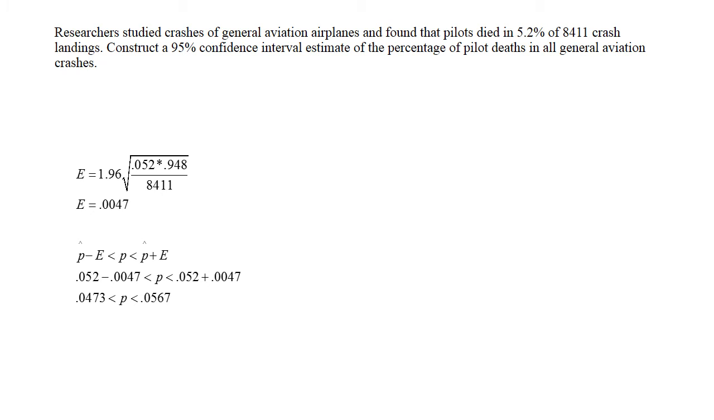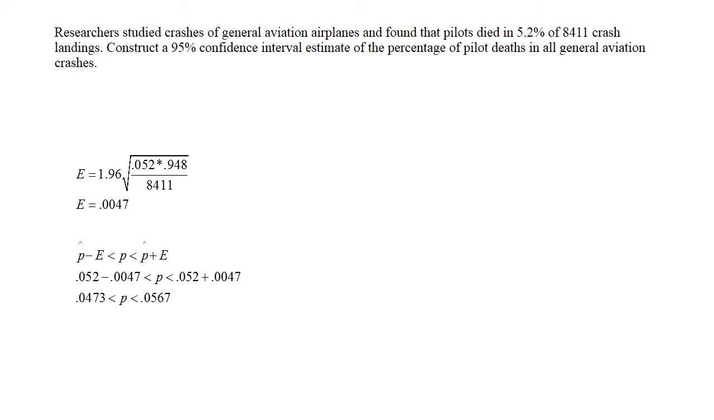P hat was given as 5.2%, which converted to a decimal is 0.052. Q hat is 1 minus 0.052. Q hat equals 0.948. E equals 1.96 times the square root of 0.052 times 0.948 divided by 8,411. E equals 0.0047.